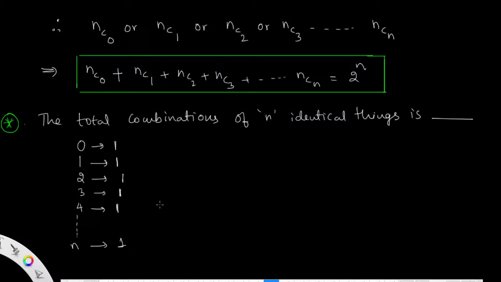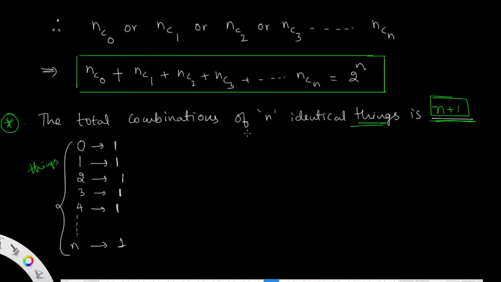Rejection, the zero selection, is also included. So from 0 up to n, the number of ways of selecting n identical things is n plus 1. Identical things are all the same, so each selection is possible in only one way. Therefore, for n identical things, the total number of combinations is only n plus 1.